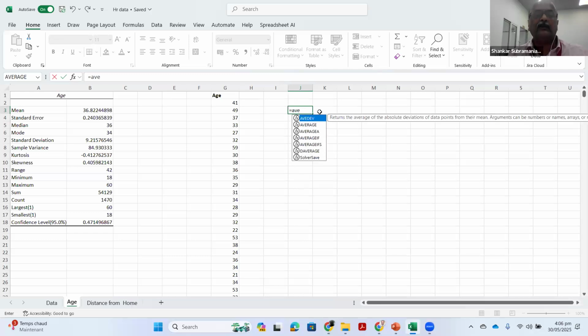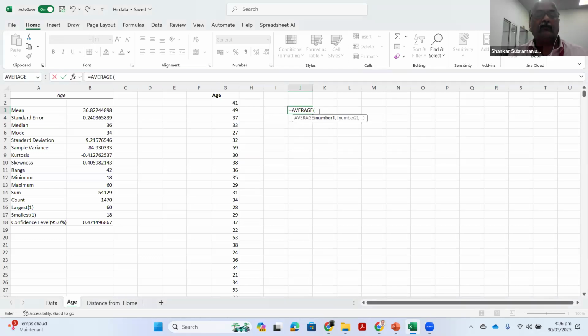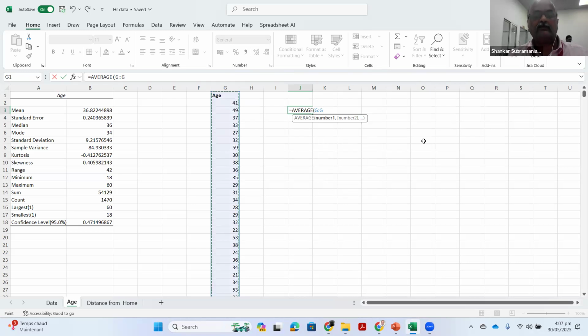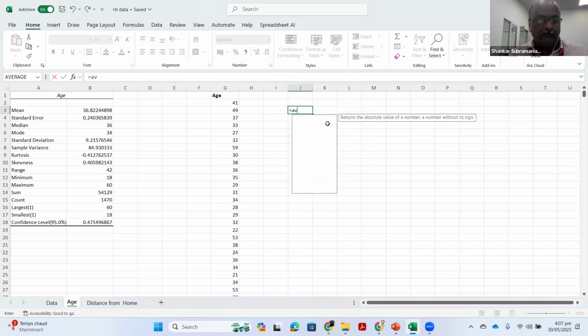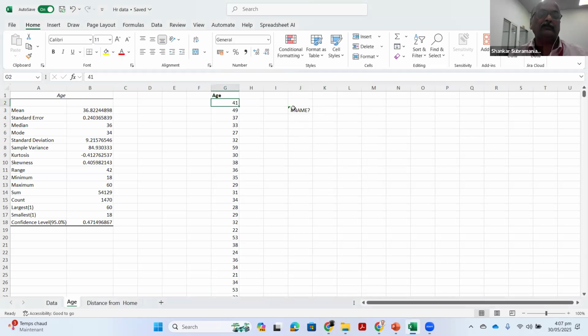Then you look at the average, you want the average. When you click on the average, it says what you've got to do. It asks for the numbers. So I can mark from here, or I can mark the whole thing. I need to get out of this. So I say is equal to average, and mark the whole thing. So it will throw off the average.